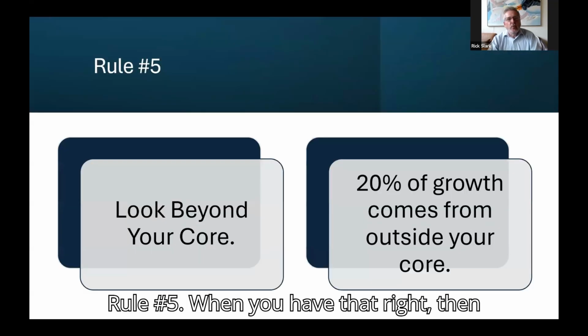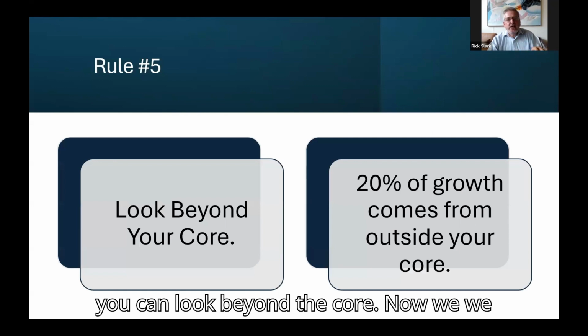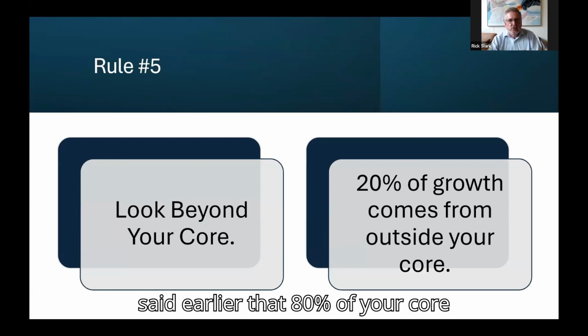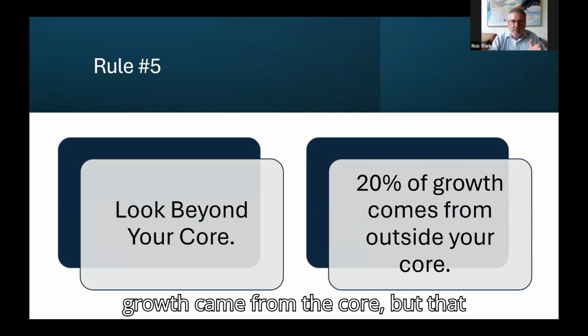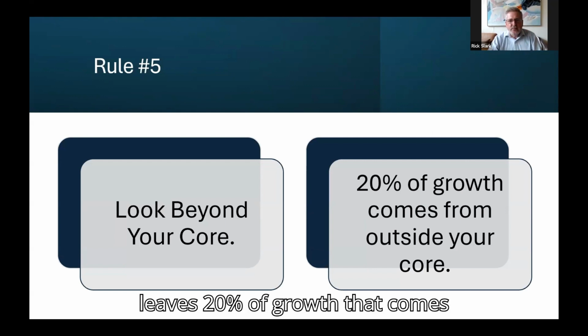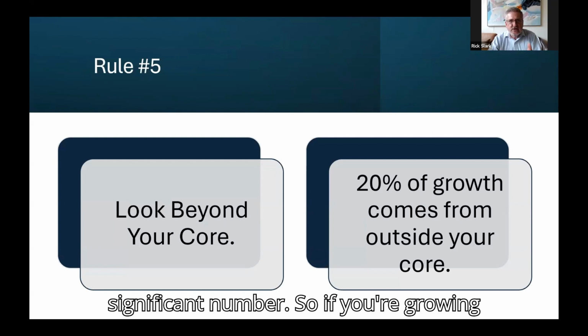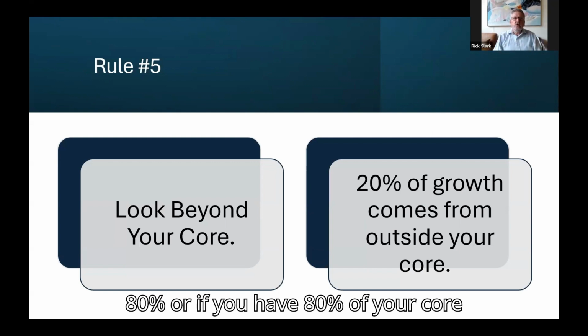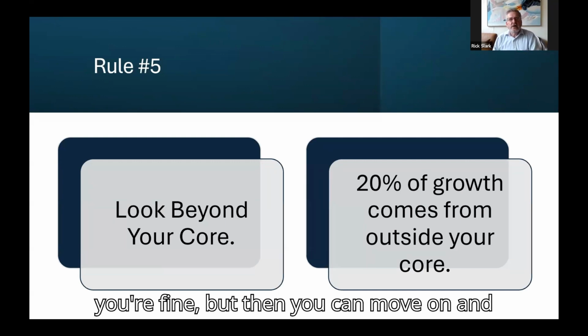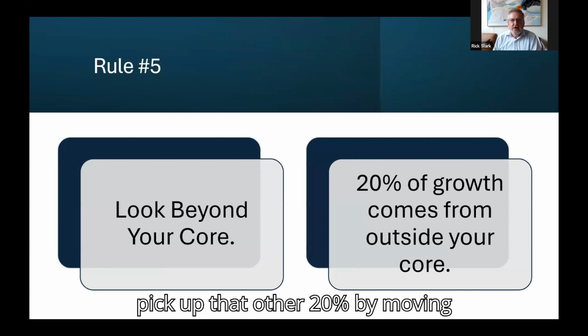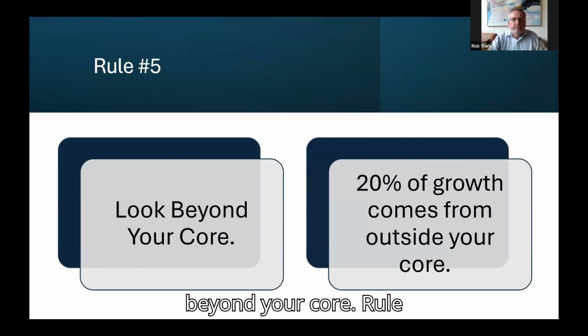Rule number 5, when you have that right, then you can look beyond the core. Now, we said earlier that 80% of your growth came from the core. But that leaves 20% of growth that comes from outside of your core, and that's a significant number. So if you have 80% of your income from your core and you're doing well with that, you're fine. But then you can move on and pick up that other 20% by moving beyond your core.